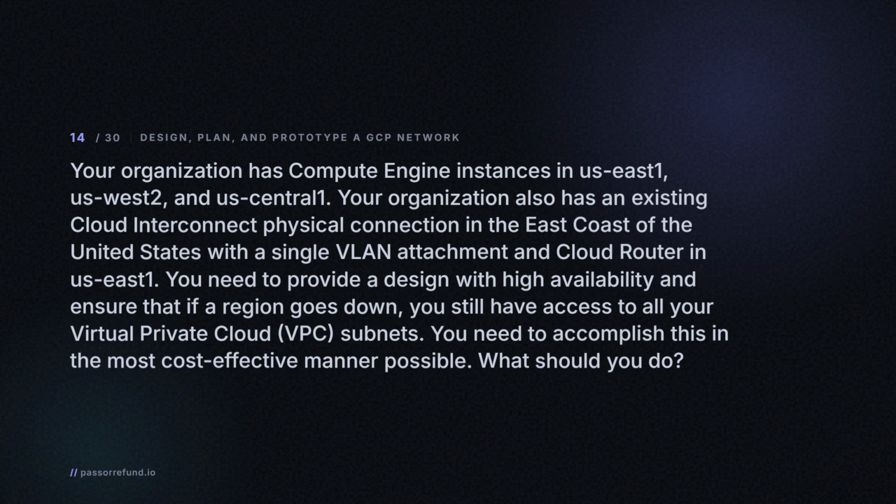So, your organization has Compute Engine instances across different regions, us-east1, us-west2, and us-central1. You've also got an existing Cloud Interconnect physical connection on the East Coast of the United States, with just one VLAN attachment and a Cloud Router in us-east1. The goal here is to design something with high availability. This means that even if a region goes down, you still need to be able to access all your Virtual Private Cloud, VPC, subnets. And you need to do all of this in the most cost-effective way possible. What would you do?